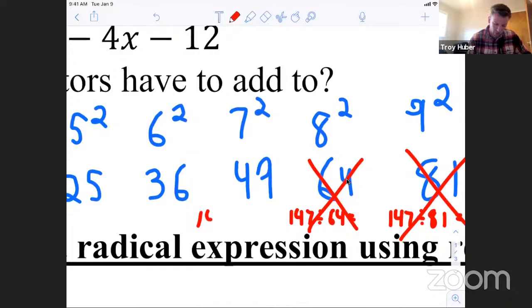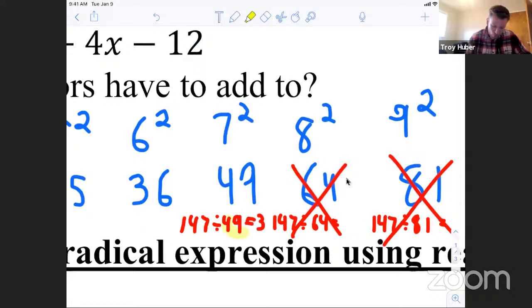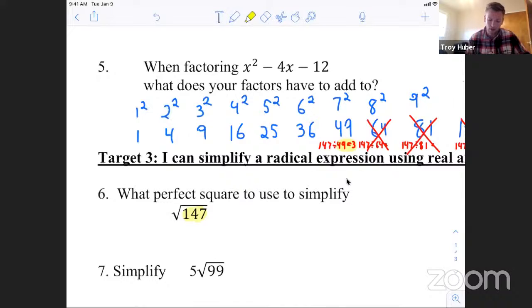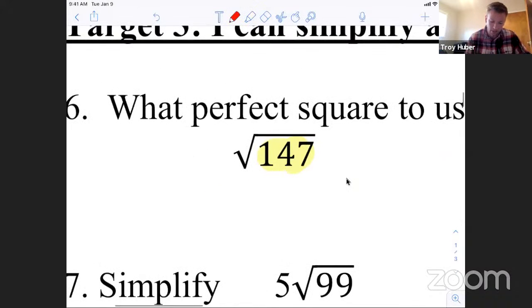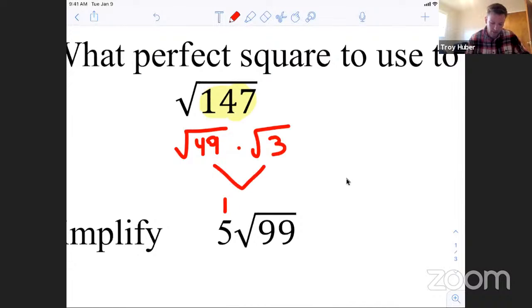Let's try 49. 147 divided by 49. Ooh, I got a nice number. All right, we found something that we can use to simplify this. When I did my division, I got 3. So that means that 49 times 3 is 147. So that's what I'm going to use to simplify this. So instead of writing it as the square root of 147, I'm instead going to write it as the square root of 49 times the square root of 3, because 49 times 3 is 147.